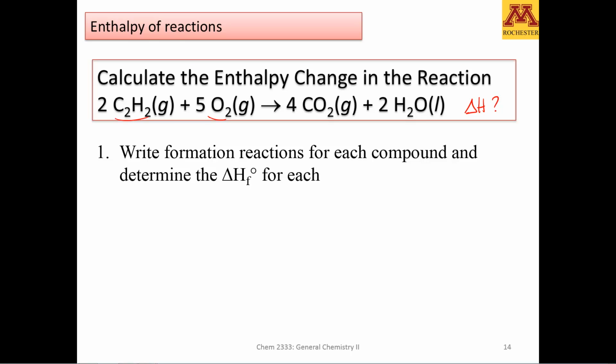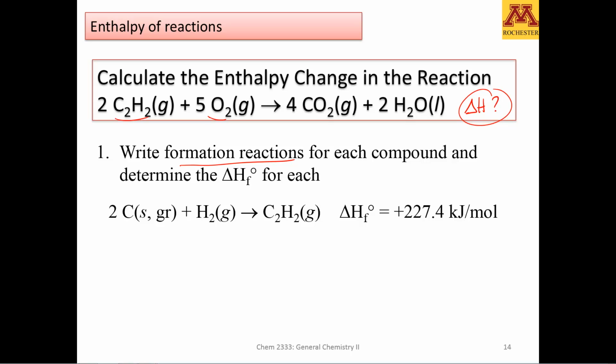So, using heats of formation, enthalpies of formation, we want to know the enthalpy change of this reaction. First of all, we're going to write the formation reactions for each and every one of these compounds. First of all, acetylene, if it's gas, and notice that it has to be gas here, comes from its elements in their most stable form at room temperature. Carbon at room temperature is a solid and it's in the form of graphite, like the one you have in your pencil. Hydrogen is H2 and it's gas.